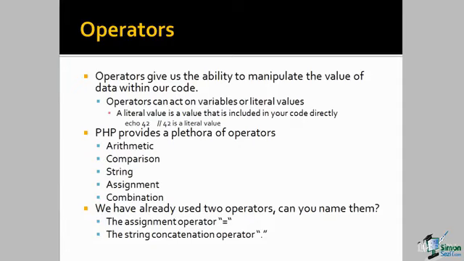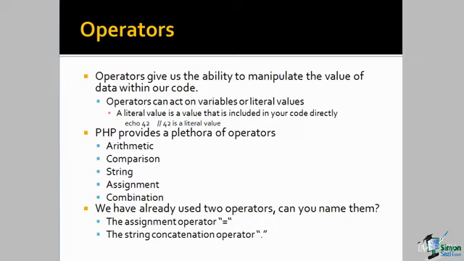So operators give us the ability to manipulate values within our code, within the application. Those values could be stored in variables. They could be actual values, what we refer to as literal values. So an actual number, a string, some value that's already hard coded into the application. Now, I don't recommend ever putting hard-coded values in an application. It's a maintenance nightmare. But the point here is that operators can act on variables or literal values.